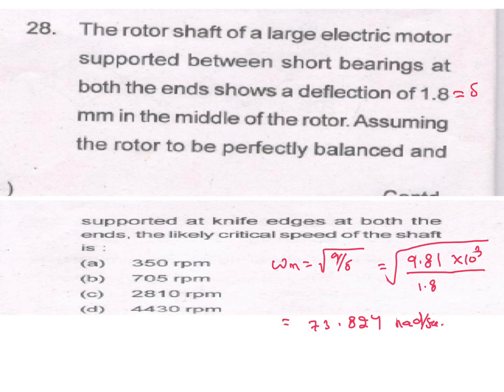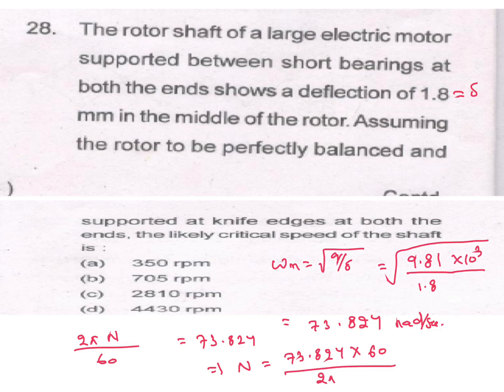Options are in RPM. So 2 pi N by 60 is 73.824. N value we have to calculate. N equal to 73.824 into 60 divided by 2 pi. If we solve this one, you will get 705 RPM. B is the answer.